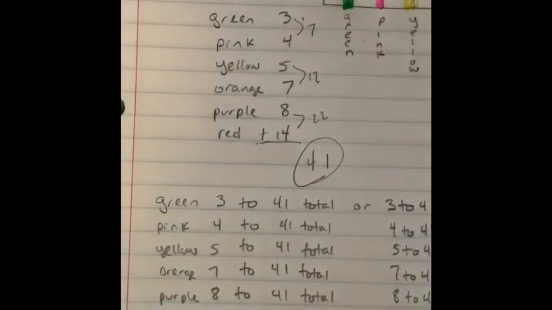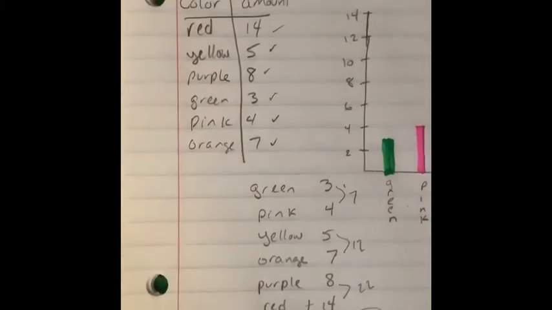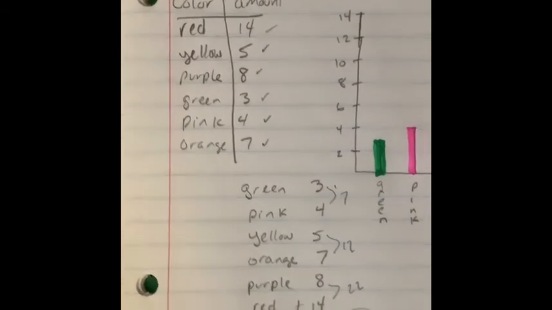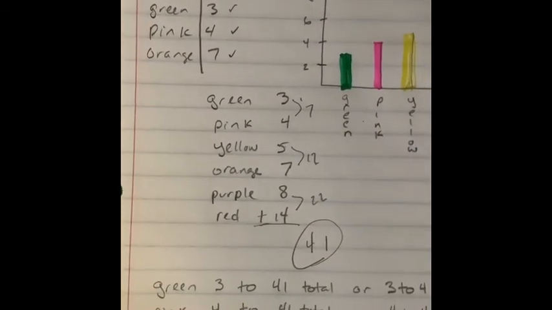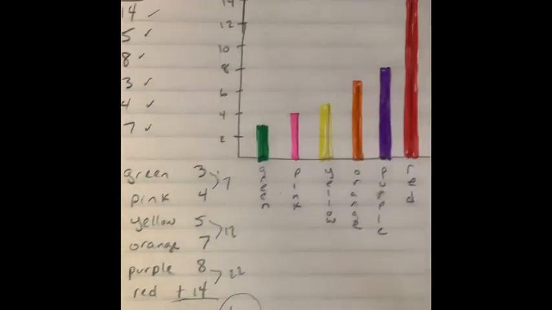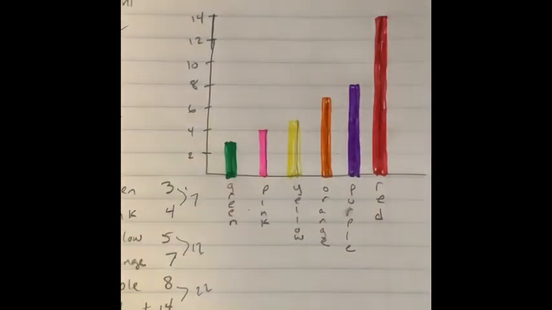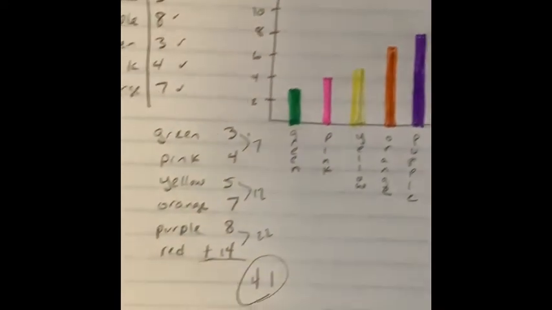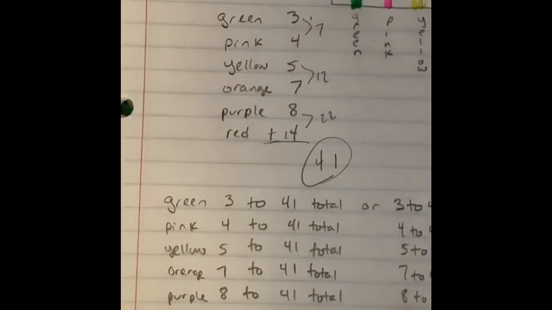Okay, with just a simple bag of jelly beans, we've now been able to sort and count, and then take those numbers and put them in ascending order. We're then able to take those numbers and graph them. And then we were able to use these numbers also to show some ratios.